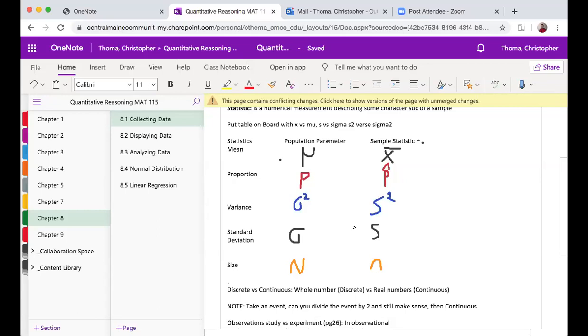Proportion is just a fancy way of saying probability. So this goes back to chapter 7. How do we find the proportion of something? Well, success over total. Now, the difference is if the proportion is based on the population, then it's represented by P. If the proportion is based on a statistic, then it's represented by P hat.